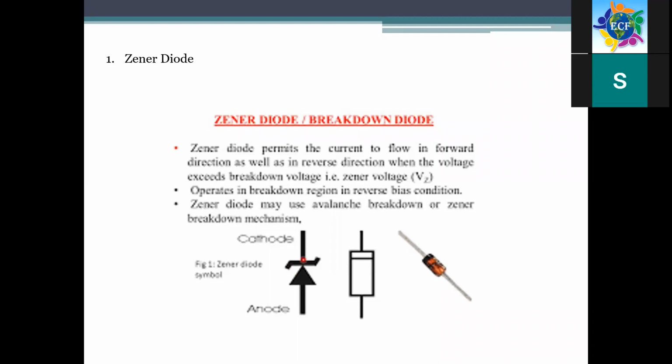So a Zener diode may use avalanche breakdown or a Zener breakdown mechanism. And the application of your Zener diode: Zener diodes are used in DC power supplies as a voltage regulator, or in a special circuit to stabilize the voltage.